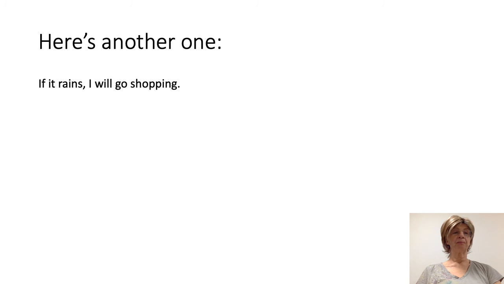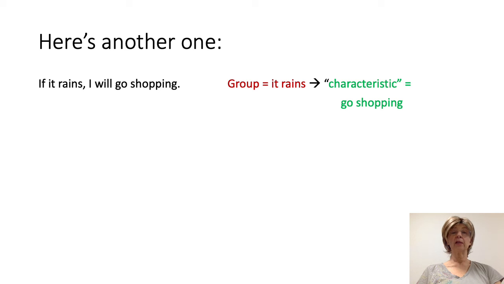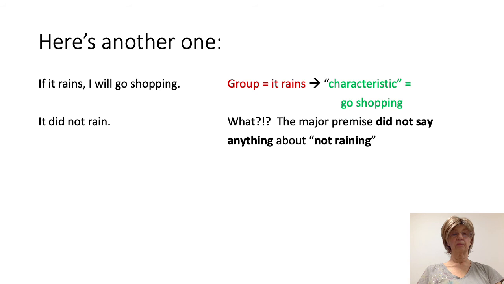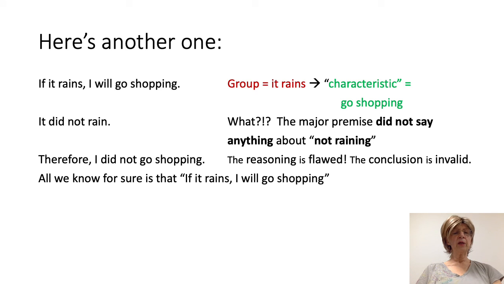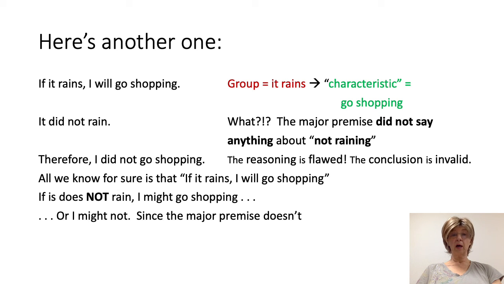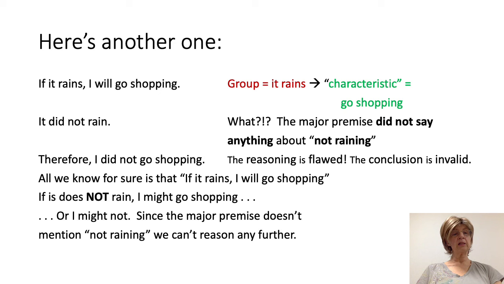Here's another one. If it rains, I will go shopping. Group, it rains. Characteristic, go shopping. It did not rain. What? The major premise did not say anything about not raining. Therefore, I did not go shopping. The reasoning is flawed. The conclusion is invalid. All we know for sure is that if it rains, I will go shopping. If it does not rain, I might go shopping. Or I might not. Since the major premise doesn't mention not raining, we can't reason any further.